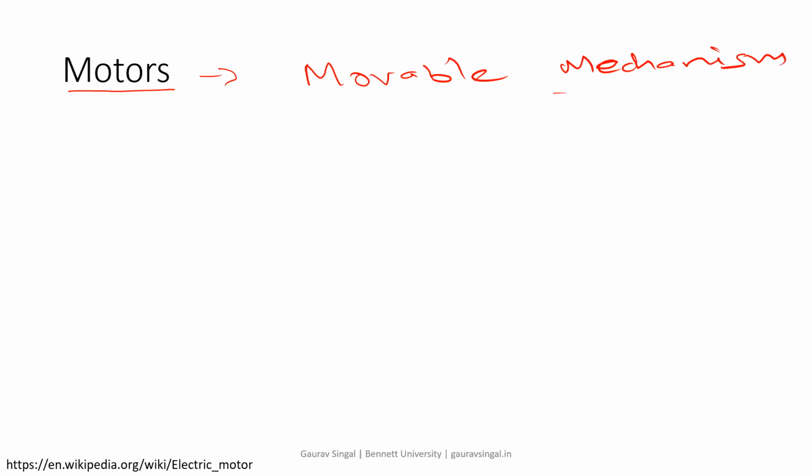So first of all, what is motor? You know what is motor? So simple, the motor is giving us a movable mechanism. To get movable mechanism, we need motors. So what you want to move? Basically propeller.